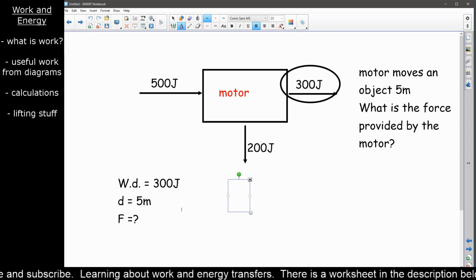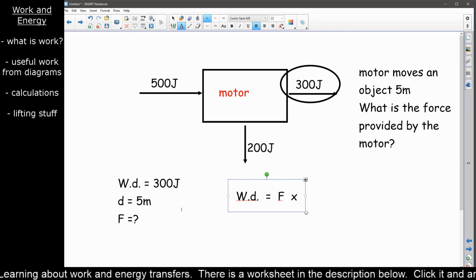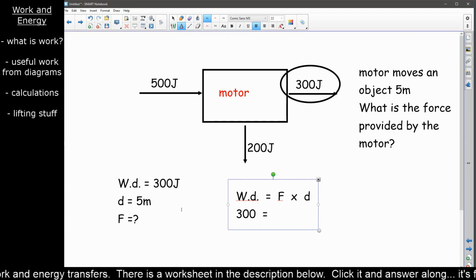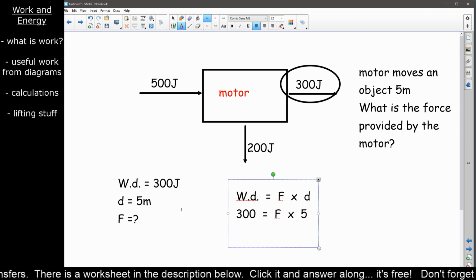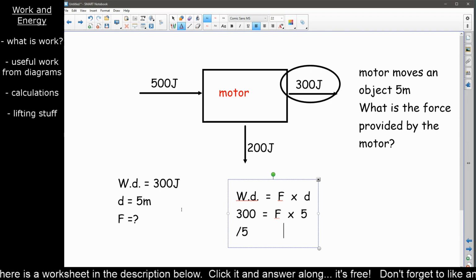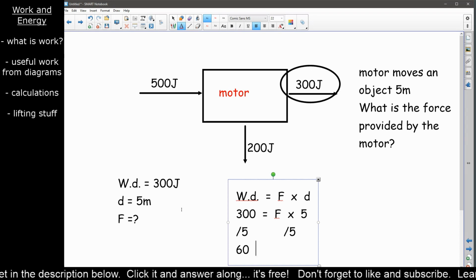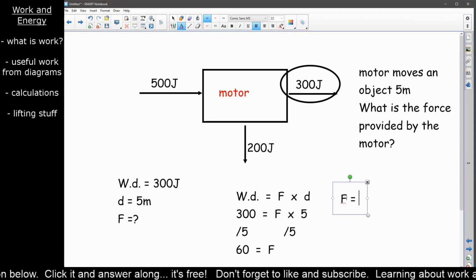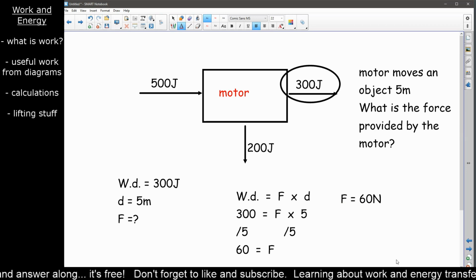All right, all the units are lined up nicely, so we go work done equals force times distance. 300 equals force, which we don't know, so that stays as F, multiplied by 5. Now we divide both sides by 5, because we don't want F times 5, we just want F, and that gets us that 60 equals F. So my final answer, F is equal to 60, and our unit is newtons because we have no choice in the matter. So usefully it's provided 60 newtons of force for that entire time.